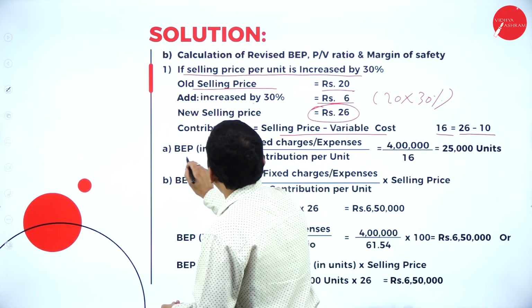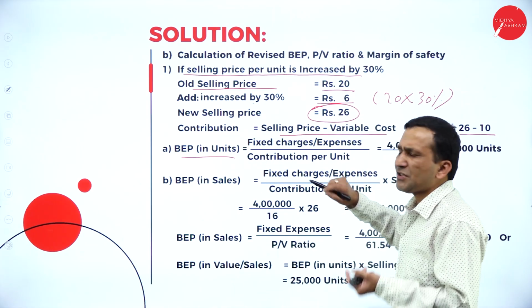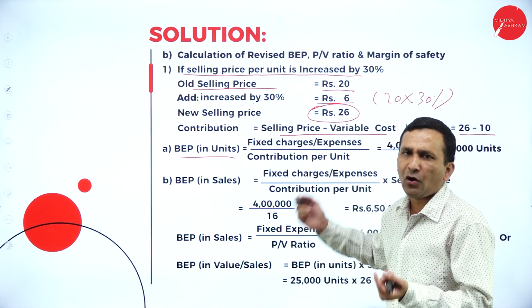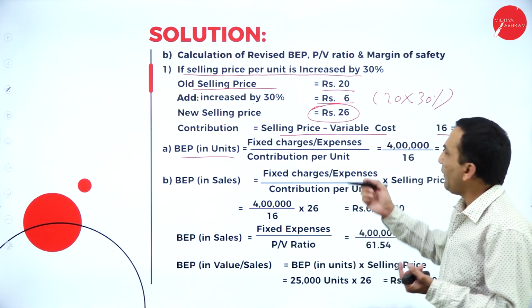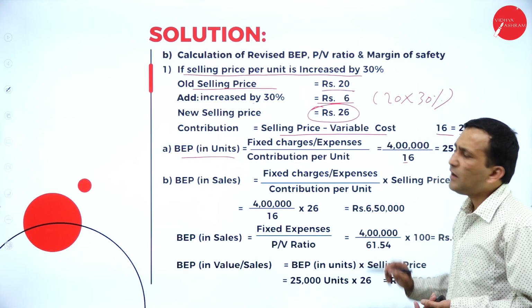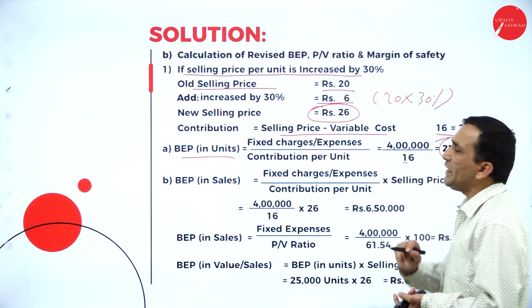The first one, BEP in units, how are we finding it? Fixed charge or fixed expense divided by contribution per unit. Fixed charge 4 lakhs is given, divided by new contribution we got, 16. If you divide, we are getting 25,000 units.